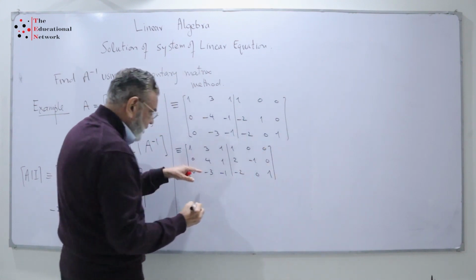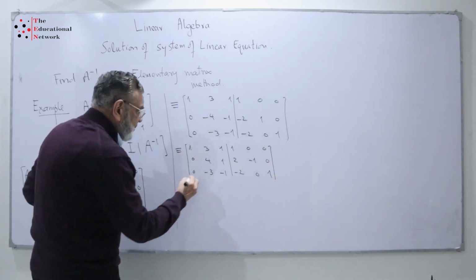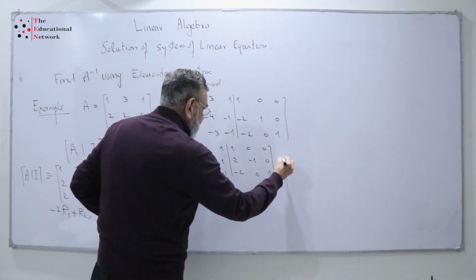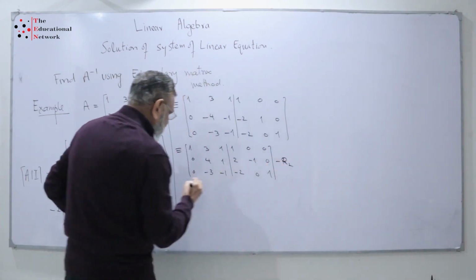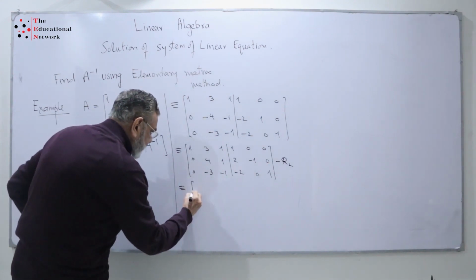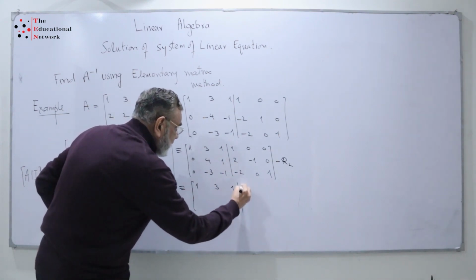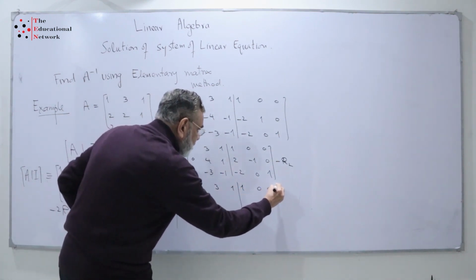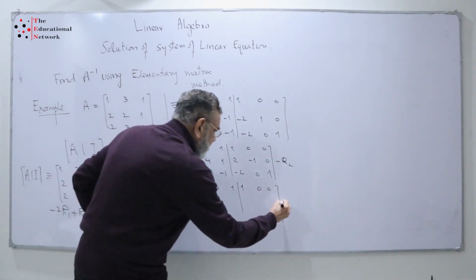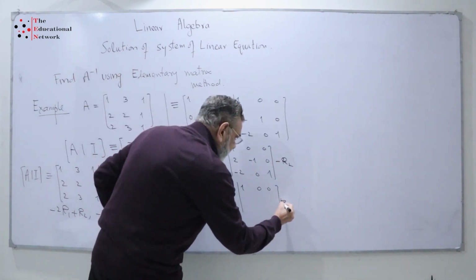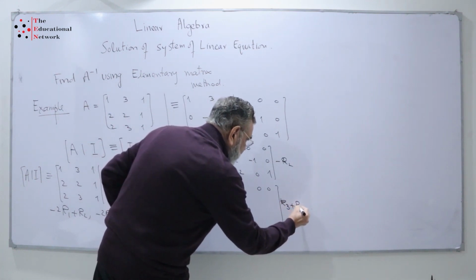To bring here minus 1, I add R2 and R3. Here I just multiply minus 2 by R2. Now I can just write it here. I have 1, 3, 1, and I get here 1, 0, 0. So my operation is R3 plus R2.